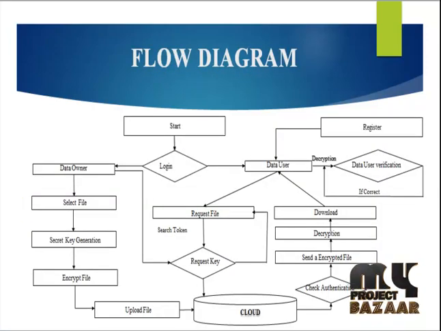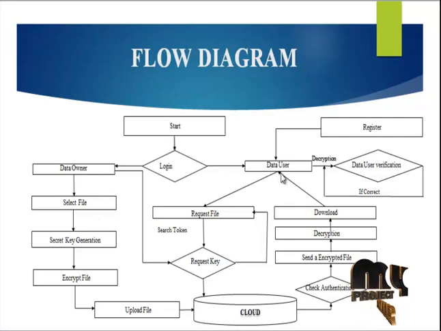The flow diagram of our process is, first we start the process. First you go to data owner login. After the registration process, the data owner gets the username and the password. From that username and password, the data owner has to select the file, and after that we get the key generation and also encrypt the file using the AES algorithm, and then upload the file to cloud storage. So this is the data owner process.